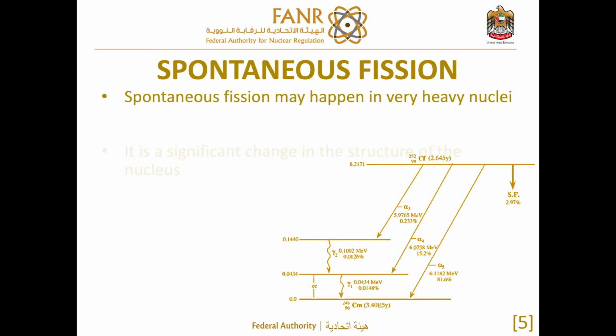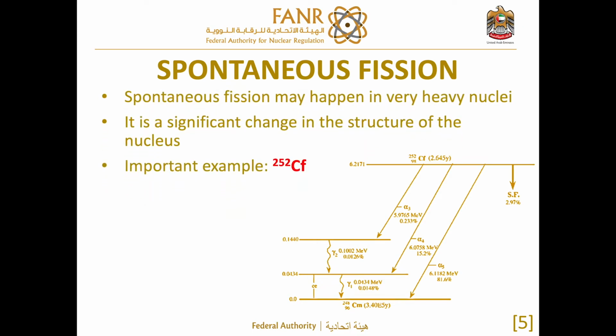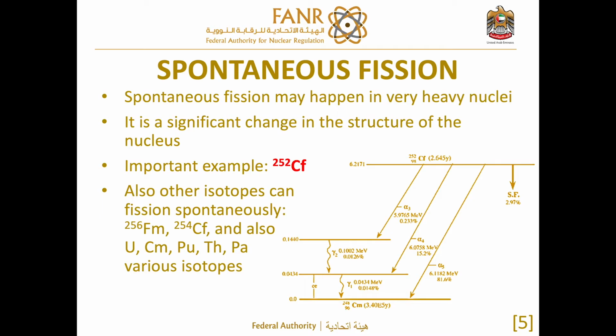And so is spontaneous fission. This is quite a rare process. It can happen in very, very heavy nuclei, and it is, again, a very dramatic transformation in the structure of a nucleus. There are just a few radioisotopes which transform naturally by spontaneous fission. One of the most notable is californium-252, but there are others as well, various isotopes of very heavy elements like curium, plutonium, thorium, protactinium, and so on. Just to remember, these neutron fission spectra are different from the induced fission spectra you will find in a reactor.